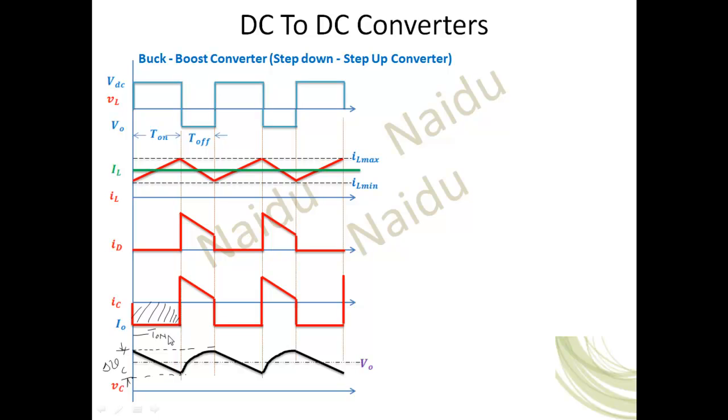So delta Vc is 1 by C times the area under that curve, which is I naught into T on, that is DT. Again you can take it as V naught D divided by FRC, because I naught is nothing but V naught by R, T is nothing but 1 by F, and C is already there. That's what we need to take. That's the delta Vc.